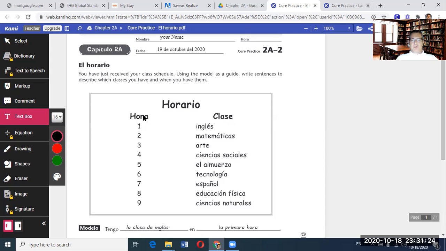Okay, so hora is period: first, second, third, fourth, fifth, sixth, seventh, eighth, and ninth period. There is English class for the first period, math class for the second period, art for third, social science for fourth, lunch for fifth, technology sixth, Spanish 7, PE 8, and natural sciences 9.